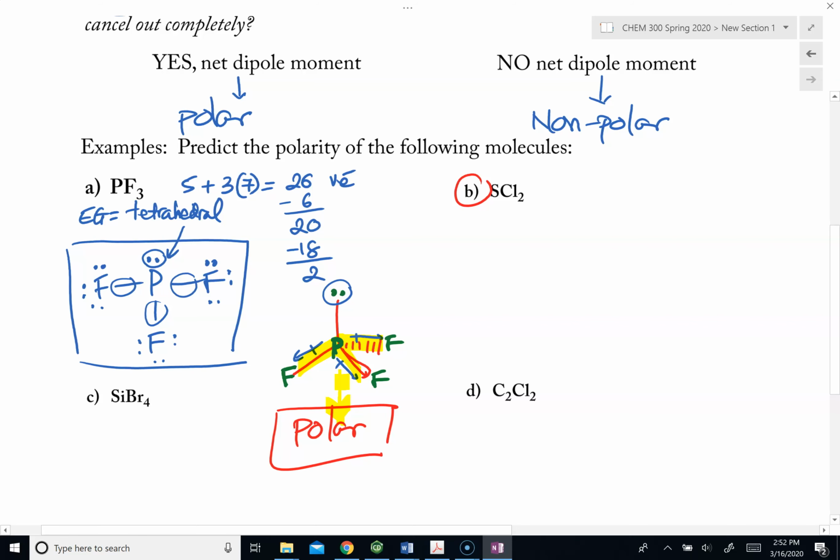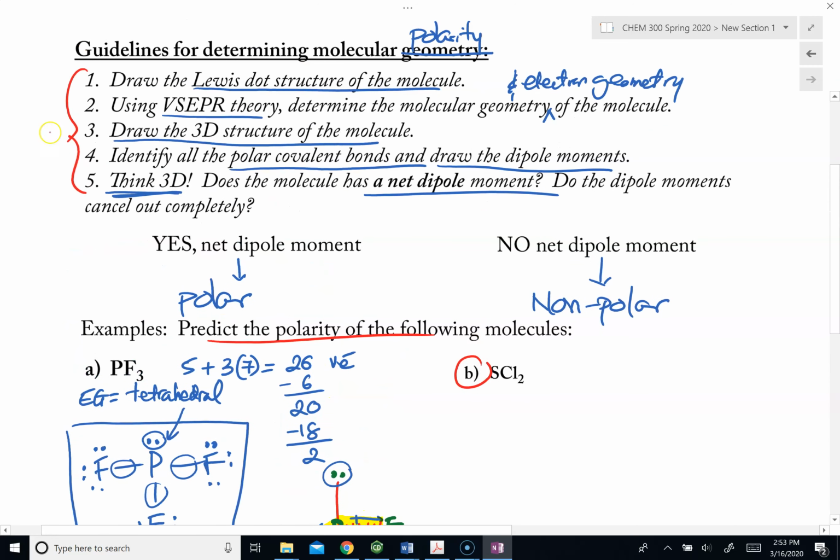So on your next exam, expect something like this. There will be several questions covering this topic where I'll be asking you to do the same thing to determine the molecular polarity of a molecule. So you have to make sure you know how to do all of this stuff.